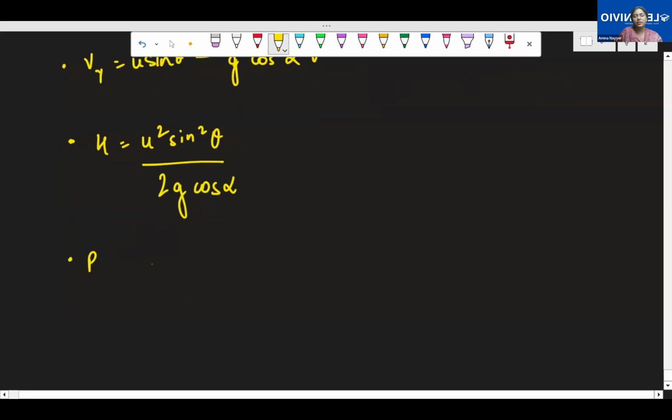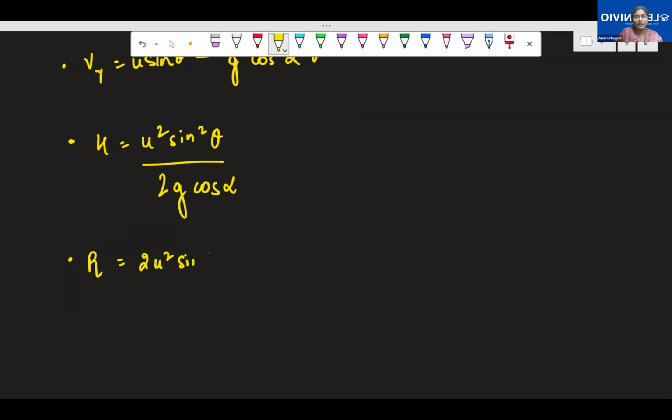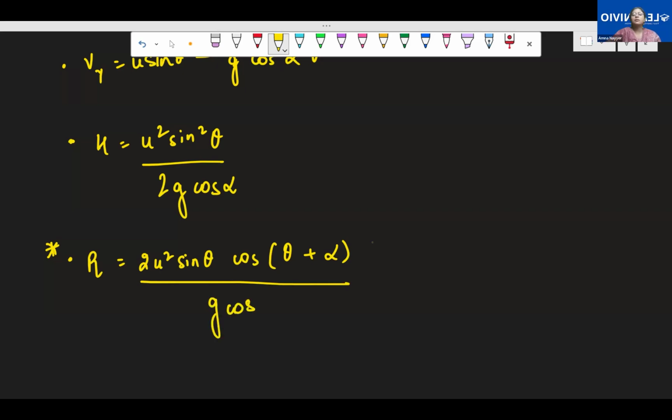Then we have the range of motion, that is 2u square sine theta. This is an important one. Range of motion is an important one: 2u square sine theta cos theta plus alpha divided by g cos alpha.